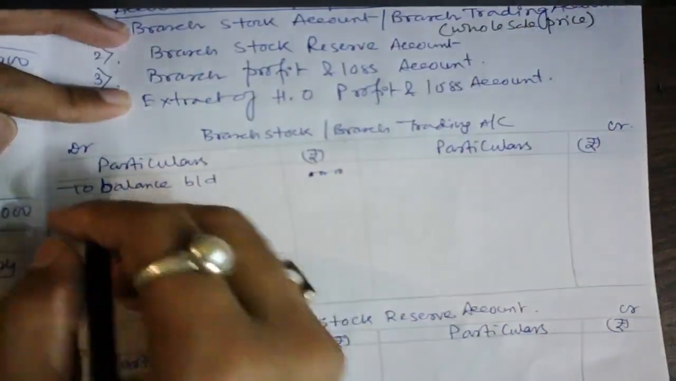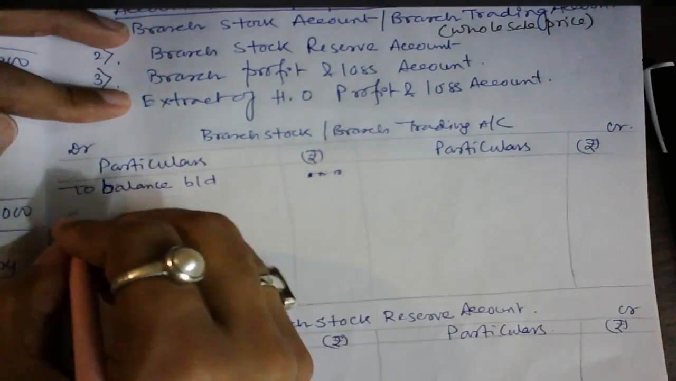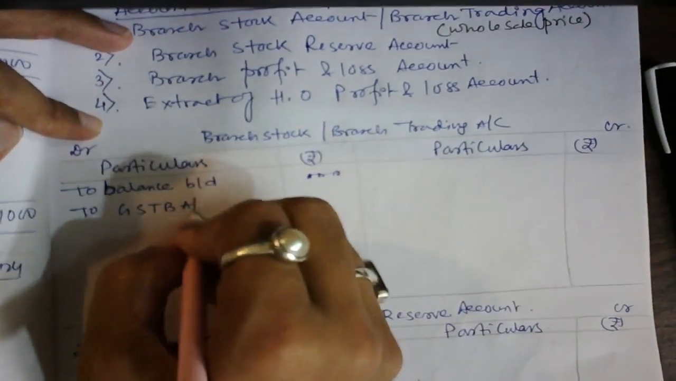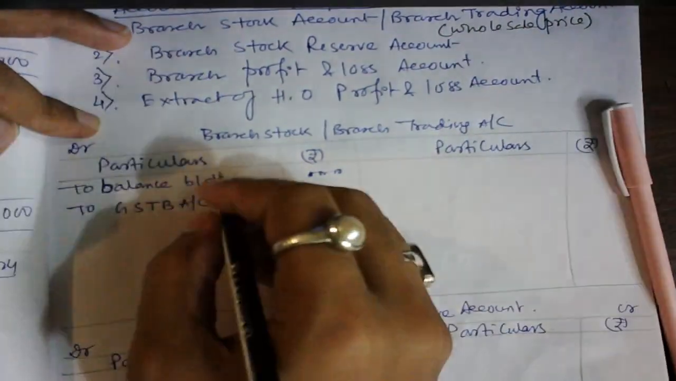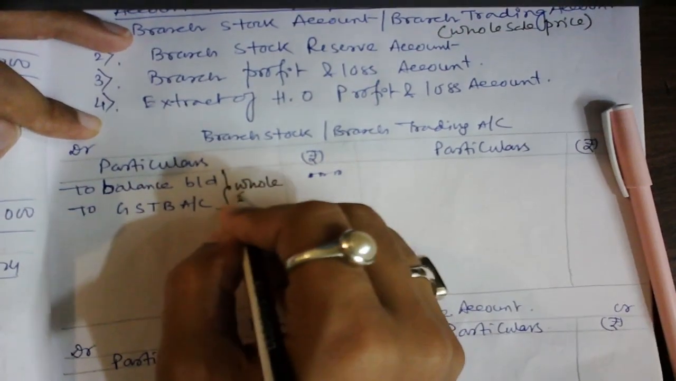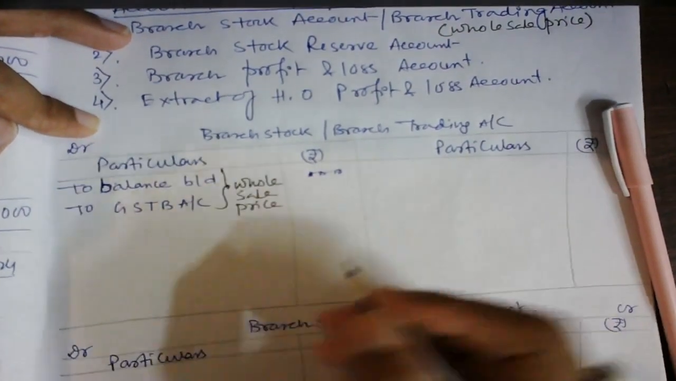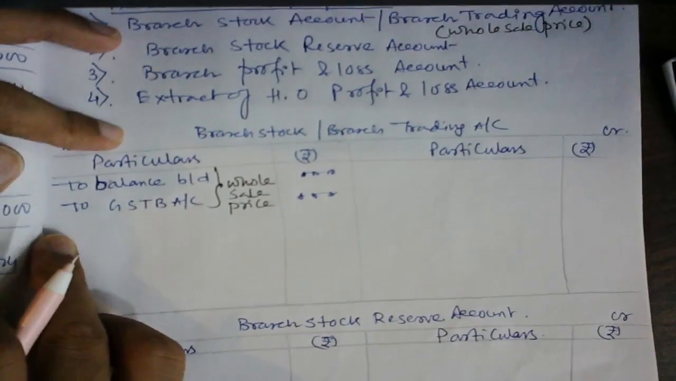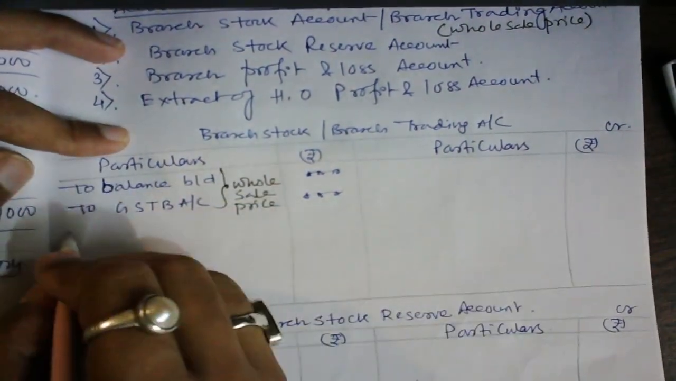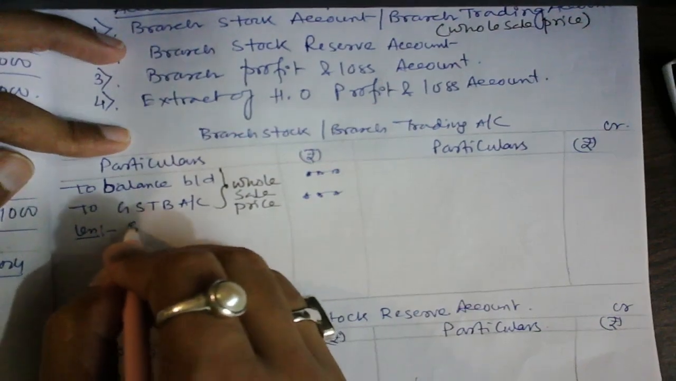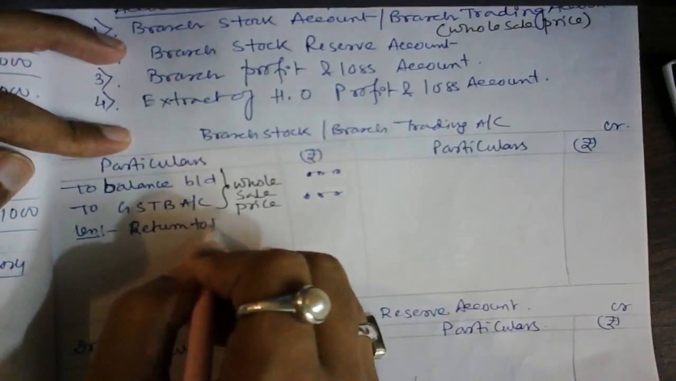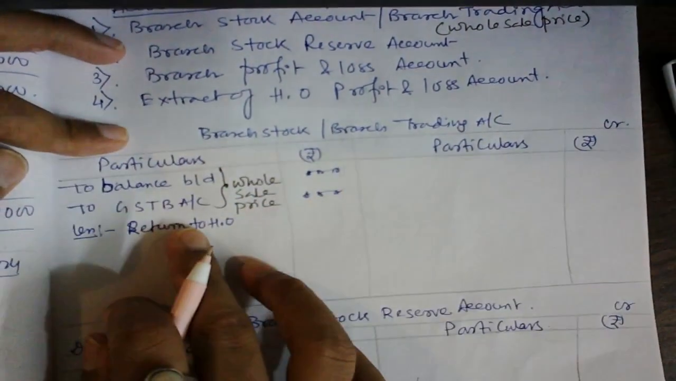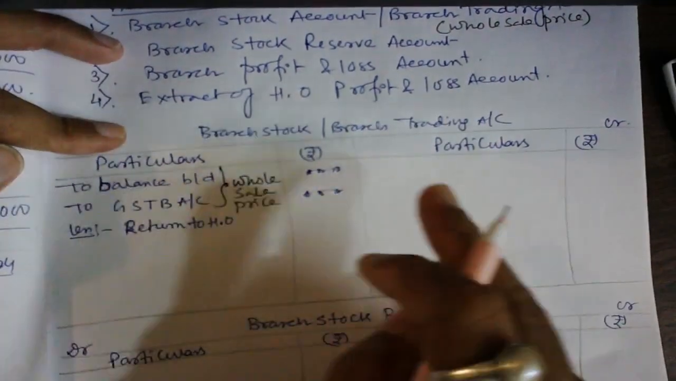Now here I write: to goods sent to branch, the GSTB account. We know that. Both of these have to be plotted at wholesale price. Both these accounts should be debited with the wholesale price. Now from GSTB you can have less sales return, return to HO. The return to HO will be deducted directly from here. Rather than plotting it on the credit side, we are going to deduct it directly here.